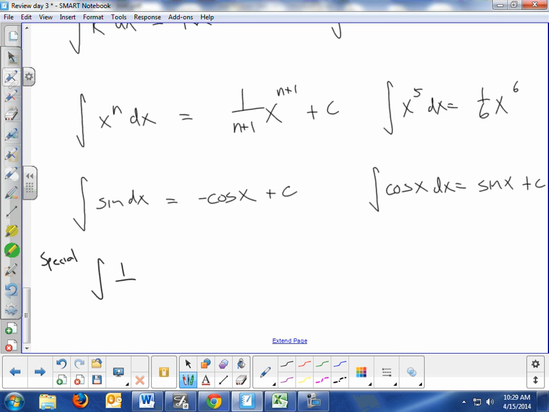The antiderivative of 1 over x was what? Natural log absolute x. The absolute value, since natural log is only defined for x bigger than 0, kind of covers the left side of 1 over x. And then the antiderivative of e to the x was just e to the x.